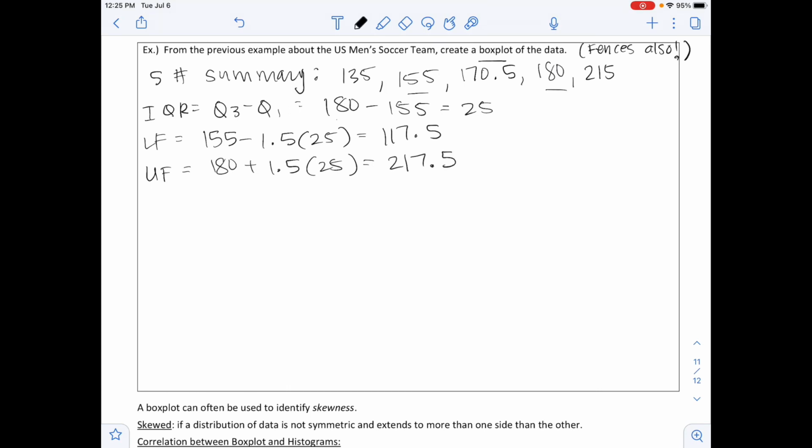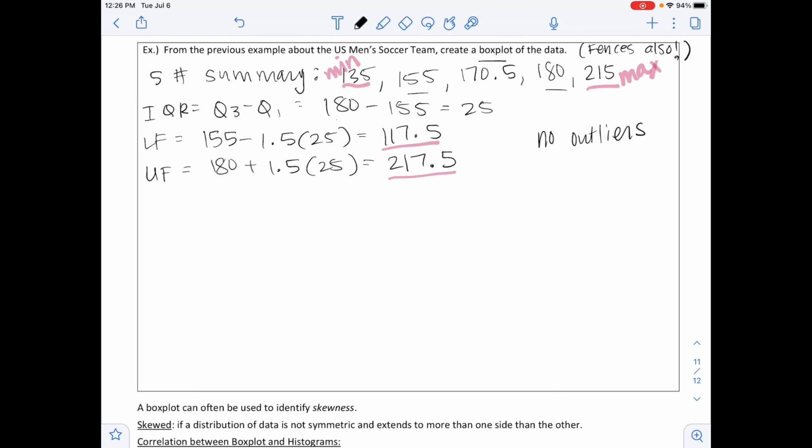And this is 217.5. So next, looking at your data, which you can either go back to on the previous page, or you can look at your minimum value, which was the smallest weight, and your maximum value. So again, this is our max, and this was our min. So do we have anything smaller than 117.5 or larger than 217.5? And since our min is 135 and our max is 215, this means that we have no outliers. So nothing is outside of those fences.